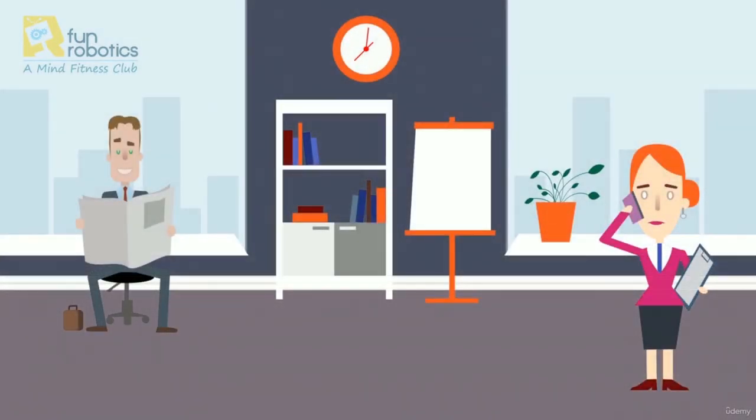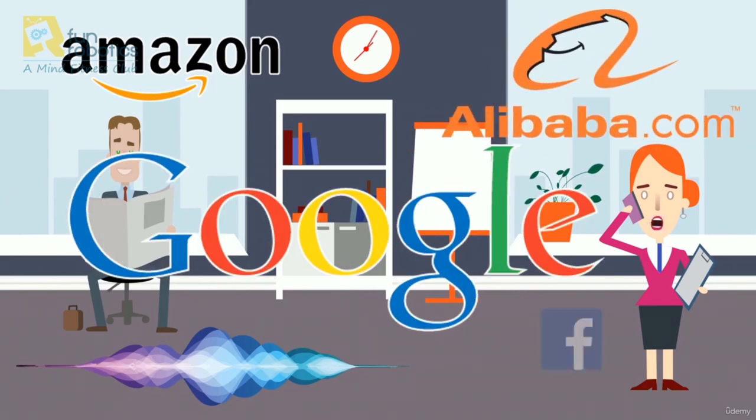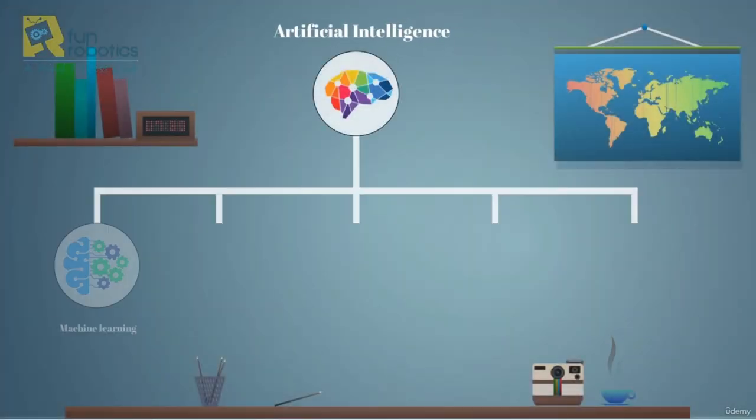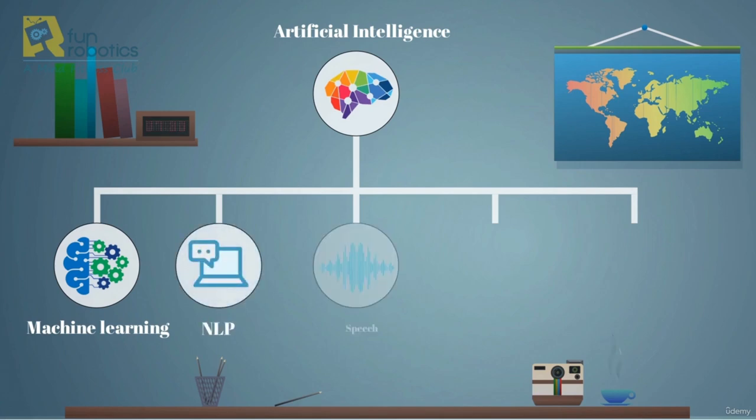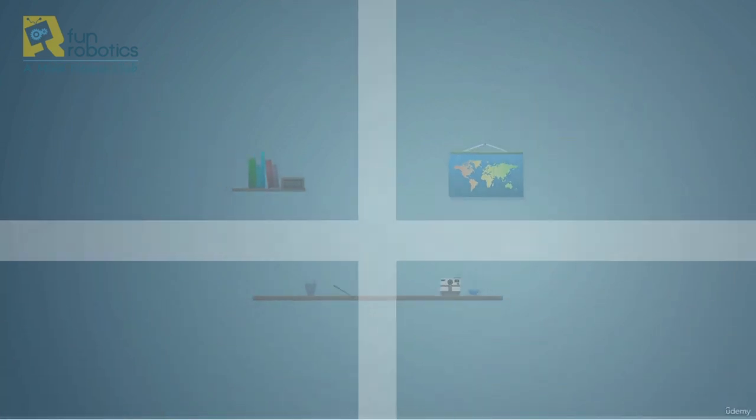We all have AI around us, like Amazon, Siri, Google Maps, and the list keeps going. AI is a very broad field. There are tens of categories that fall under it, such as machine learning, neural networks, and much more.